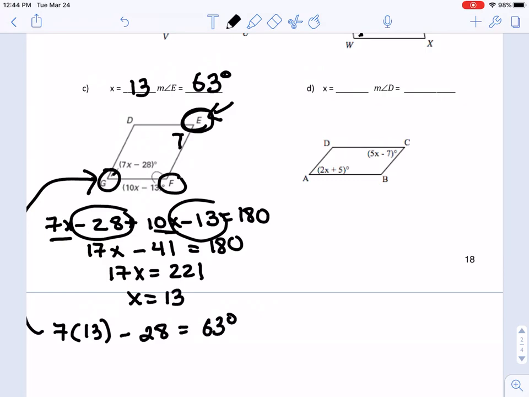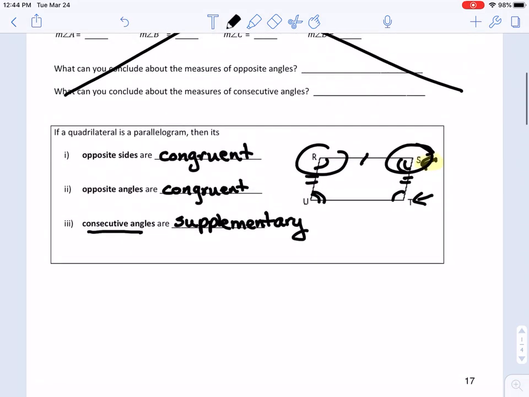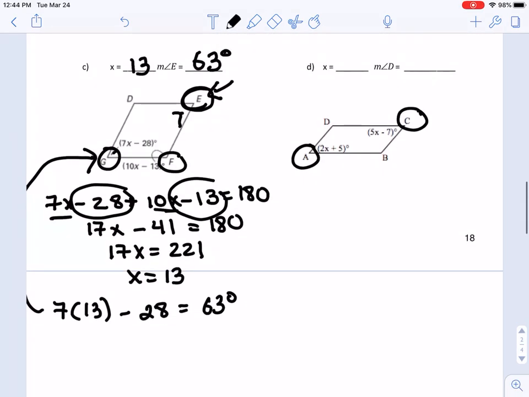Okay, last one. So now this problem, I have angle A and C. Notice these are across from each other. So what I would do is once you figure out what two angles you have, look at your angles. Are they opposite or are they next to each other? I know opposite angles are going to be congruent. So congruent means they're equal. So this one, you are going to be setting them equal to each other.